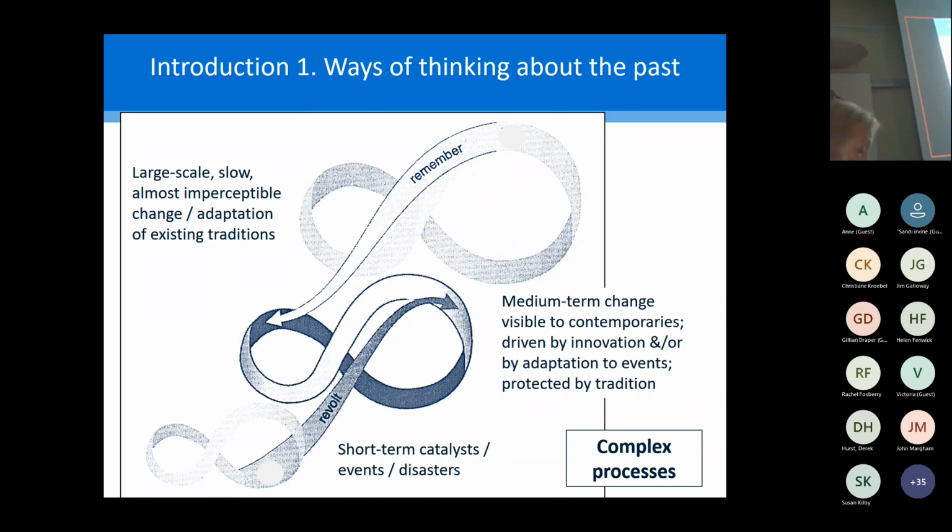So now the system works like this. This is a diagram by a really interesting man called C.S. Holling. He says that this is where change occurs in the medium term. Sometimes a big event happens, there's a catalyst, an event, a disaster, and it causes a ripple in the way that things normally happen. And that in turn causes change throughout society.